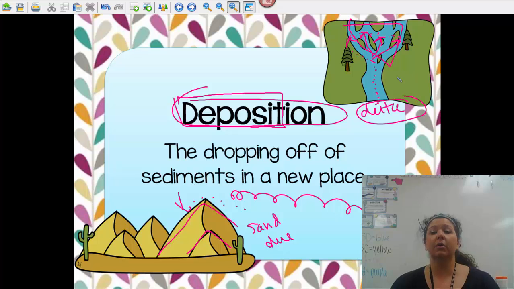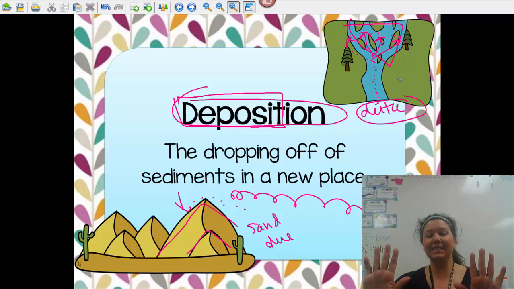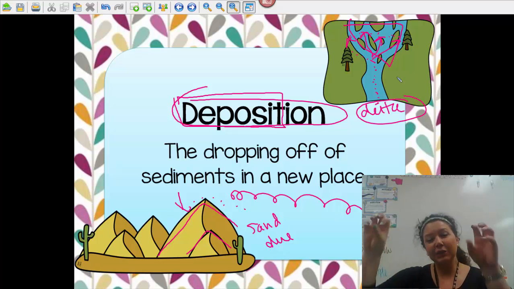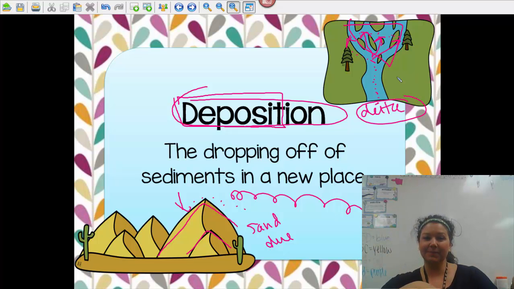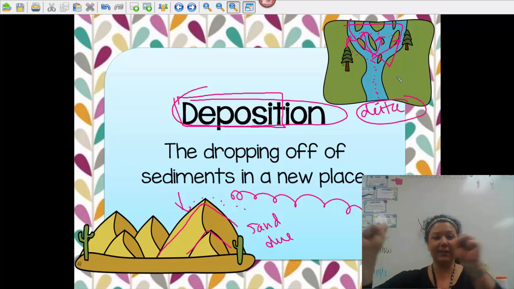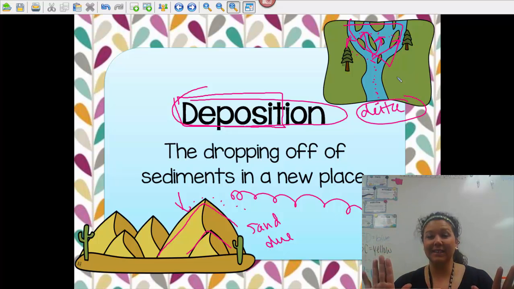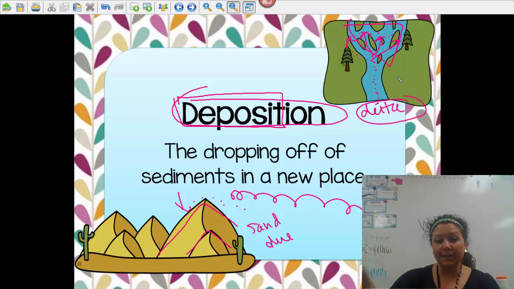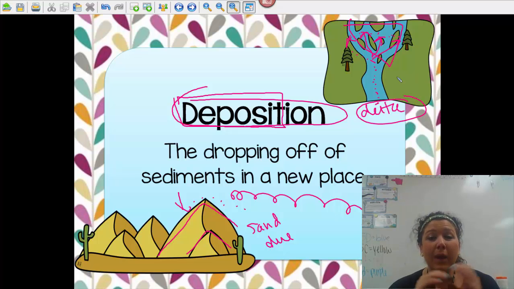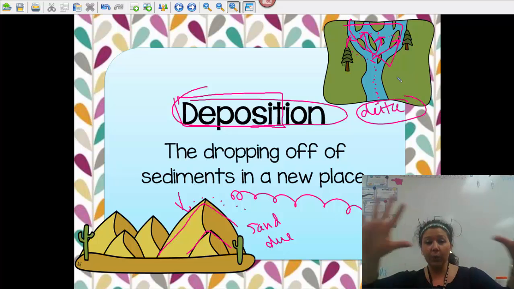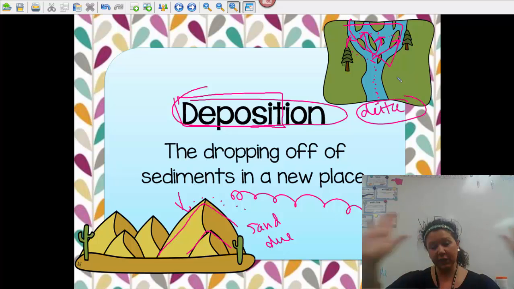Okay? So, mirror words. Deposition. When sediments drop off in a new place. Okay? Mirror words. Deposition. Drop it, drop it, drop it. Okay? Mirror off. All right, so those are our wed processes that are going to slowly change the Earth's surface.